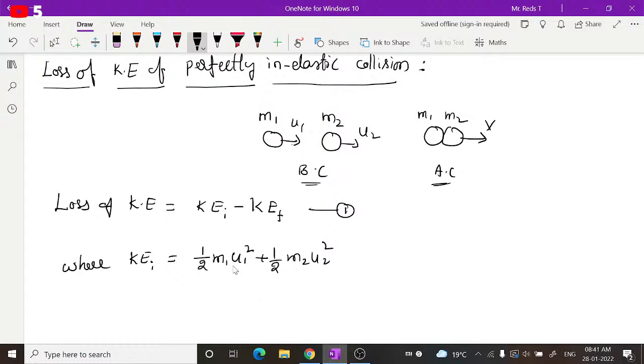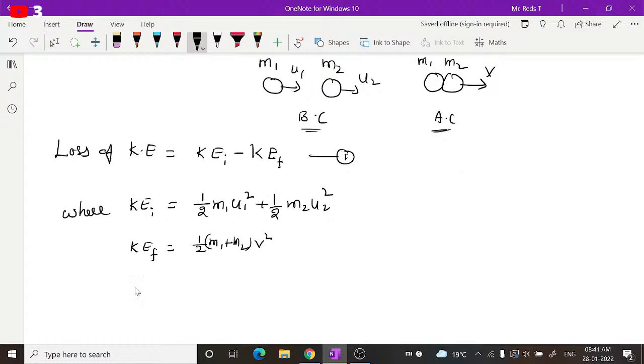Whereas the final kinetic energy Kf is equal to, after collision, both the bodies are moving together at the common velocity. So half into m1 plus m2 into v square. This is the final kinetic energy. So the difference between these will give you the loss; try to find v here.